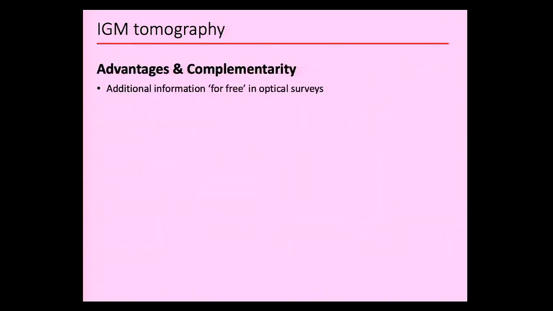There are several reasons why I think this is a useful technique. One thing is that anytime you're doing a galaxy survey, if it's an optical survey of many galaxies, you're probably observing the Lyman-alpha forest anyway. So there's information in there that you already have that you should be using.